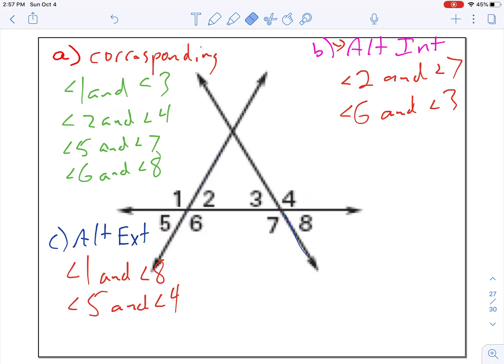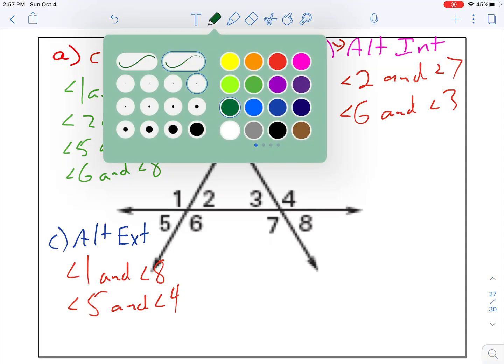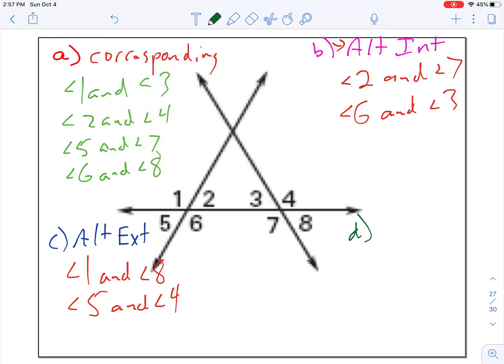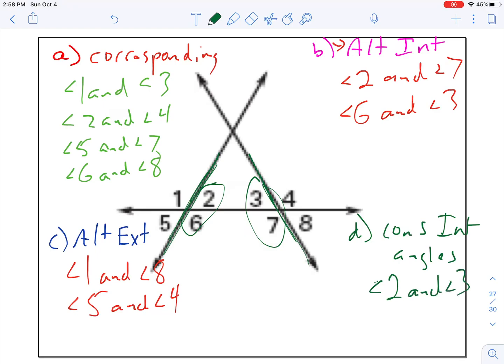Your last set then are what they call your consecutive interior angles. Your consecutive interior angles, we're back to the interior. So there's my two lines. We've got 2 and 6, 3 and 7. To be consecutive interior angles, if I pick angle 2 on the top, I also have to pick angle 3 because it was on the top. Angle 6 was on the bottom. Angle 7 was also on the bottom. Consecutive means they're on that same side.